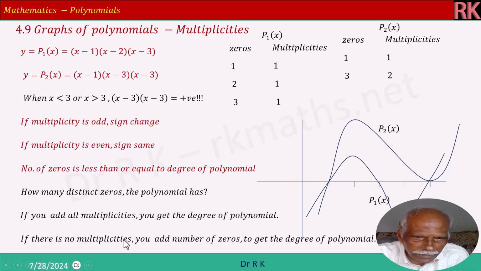If there are no multiplicities, you add the number of zeros, and you get the degree of the polynomial. If multiplicities are there, you add the multiplicities. If there are no multiplicities, just add the zeros. Here 1 plus 1 plus 1 is 3. So for P1(x), we added the zeros, that is 1, 2 and 3. The three zeros, therefore the degree is 3.